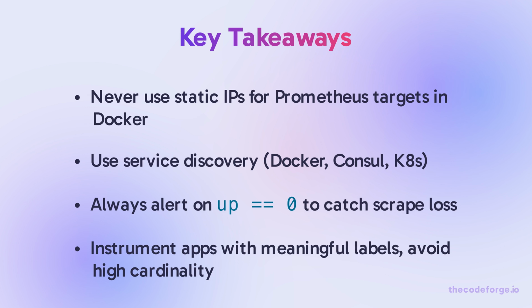To summarize, static IPs cause silent outages. Use service discovery to dynamically resolve targets. Always alert on the up metric. And be careful with label cardinality to keep Prometheus healthy.